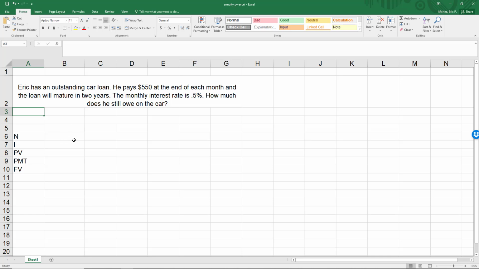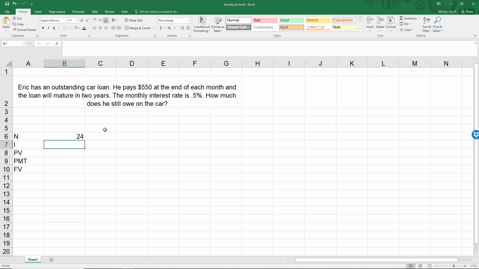Now, to get started for any annuity question, it's best to convert this verbal description of the annuity into the characteristics, the values we need. So we have our first characteristic here, N, number of periods. We need number of periods for our annuity. It's at 2 years left, and there's a payment every month, 12 months per year. So 12 times 2, we have 24 payments on our annuity.